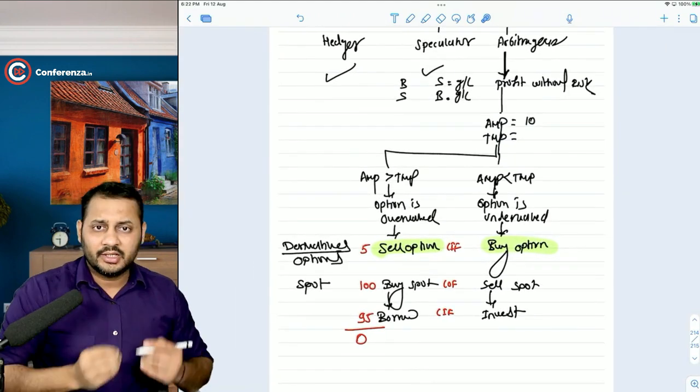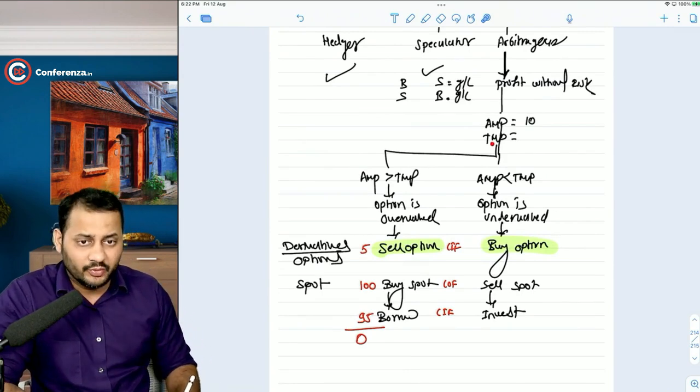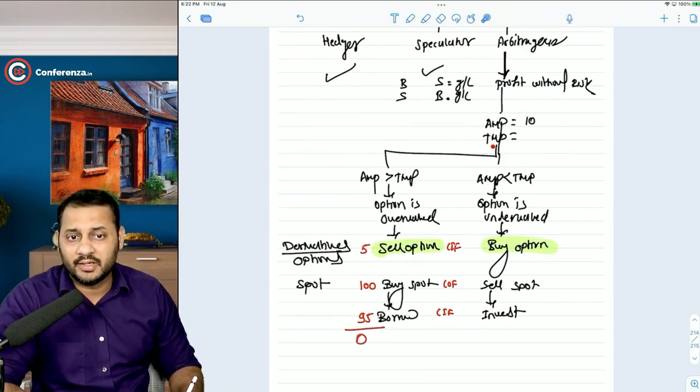Now, the topic that I wanted to discuss in the entire scenario is how to calculate this theoretical market price. There are multiple ways to calculate this theoretical market price.